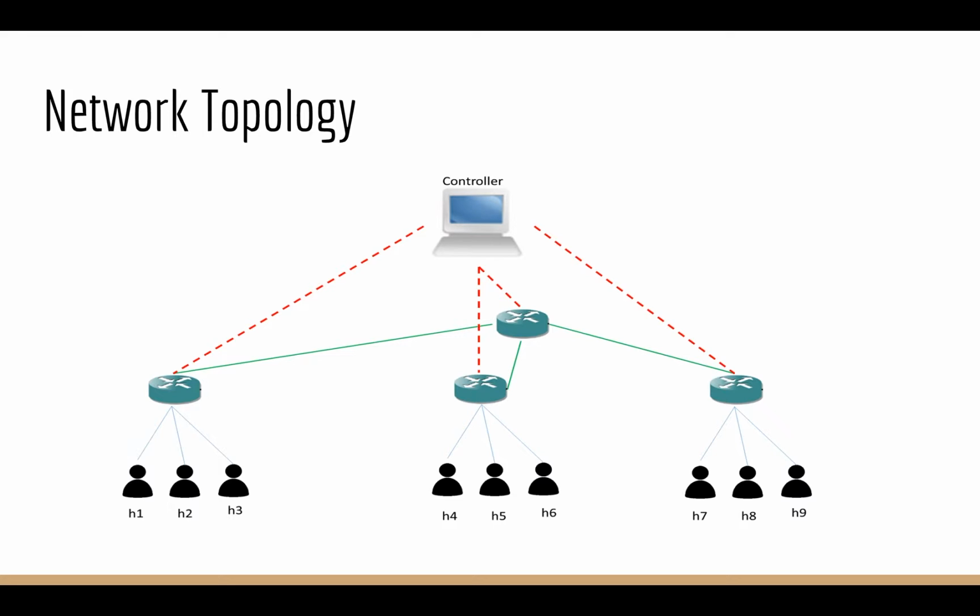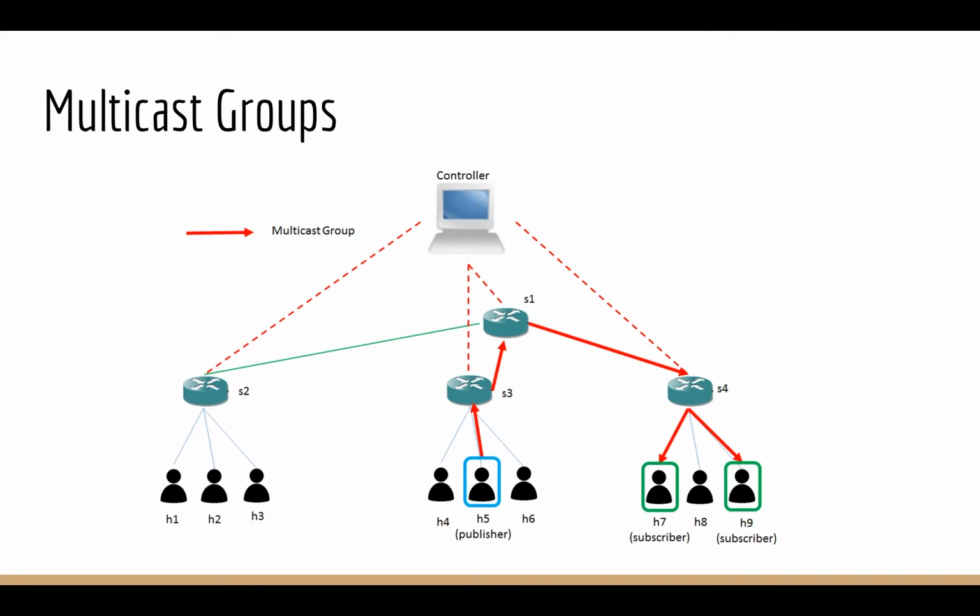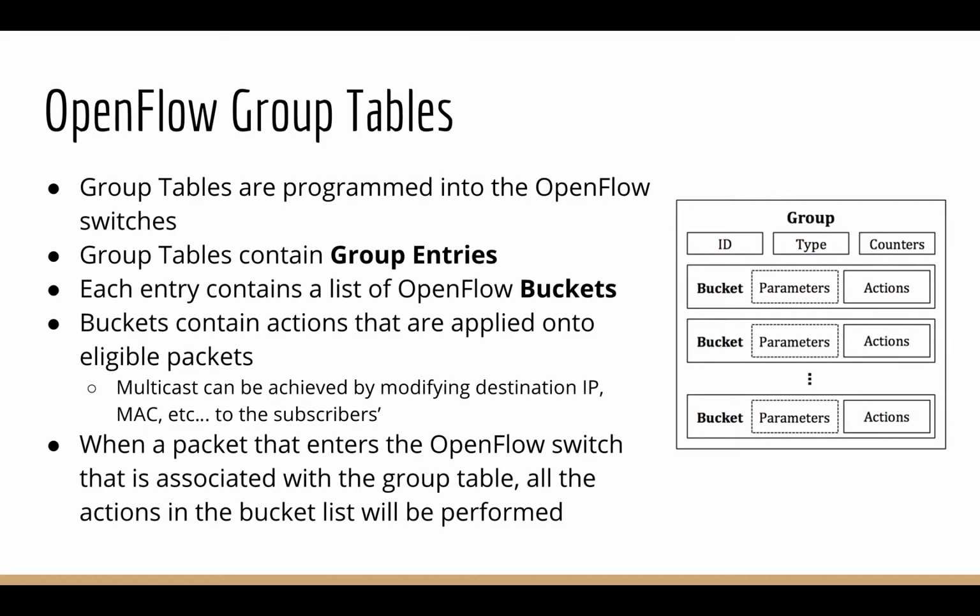So this is just a sample network topology, a tree topology, where there are 9 hosts in total, spread across 4 switches. Something that we wish to achieve would look like this, where H7 and H9 subscribe to H5, and any messages that H5 sends out will be replicated and sent to host 7 and host 9 respectively. How we do this is we use something called OpenFlow group tables.